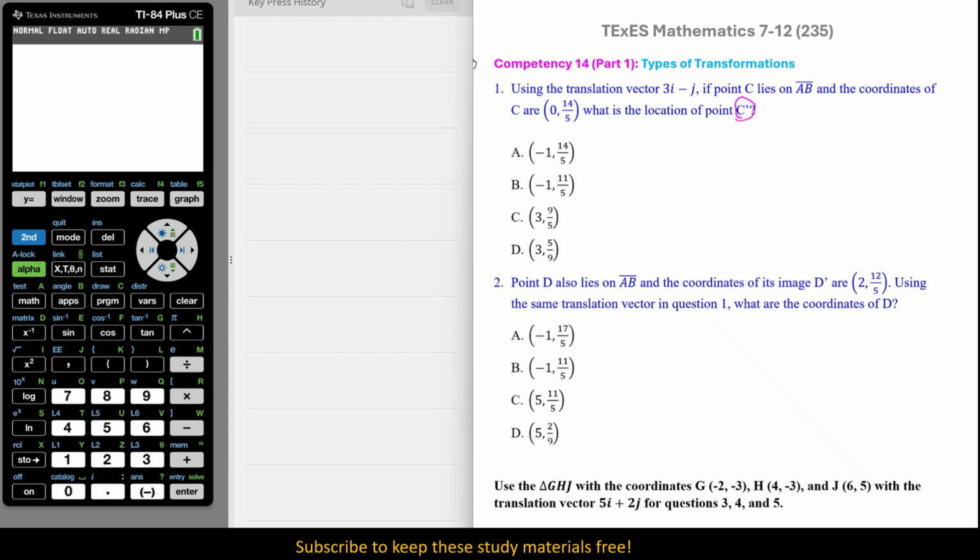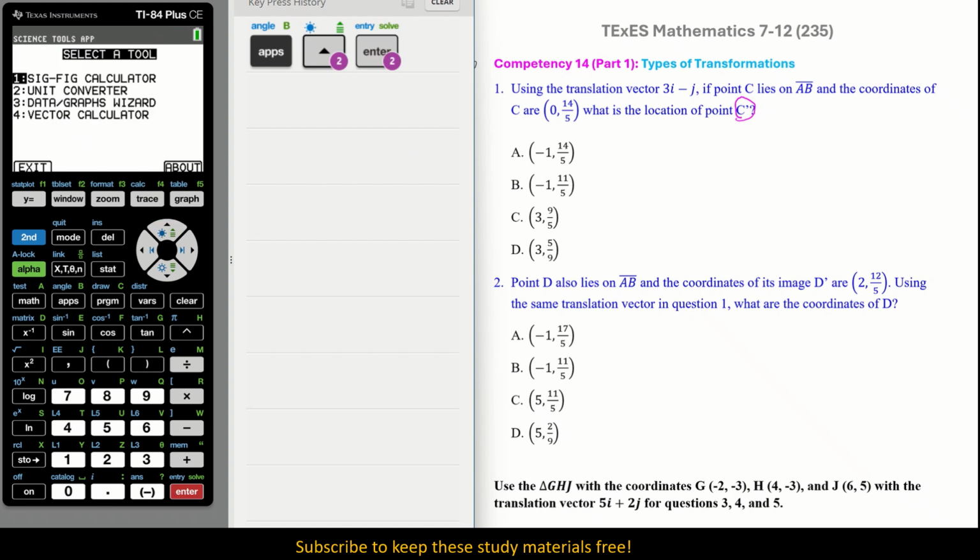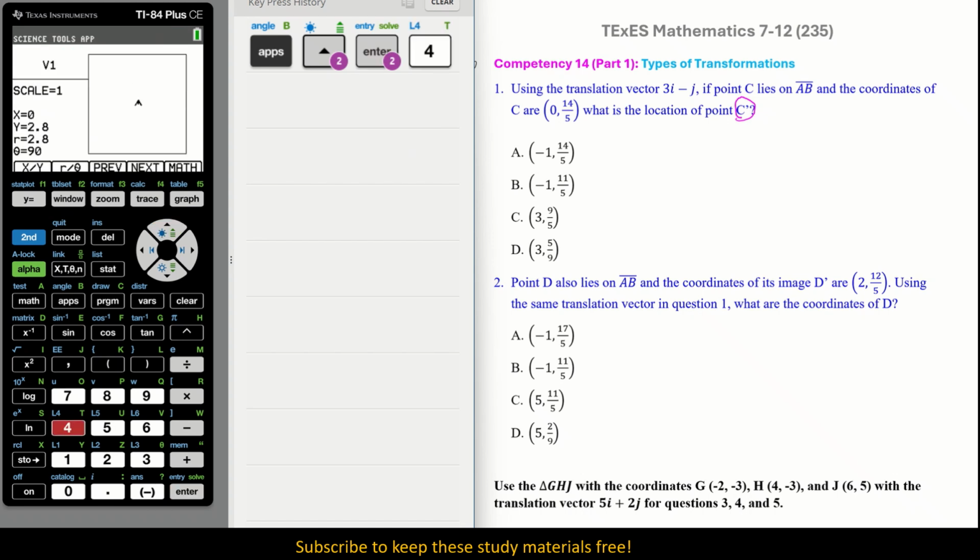Now, if you haven't watched the first video, 14 part 1, go back and watch it so you see the longhand mechanics. And if you're not used to linear algebra, as I said before, please make yourself familiar. Okay, so we push application, arrow up to side tools, press enter, enter again. We need number 4.